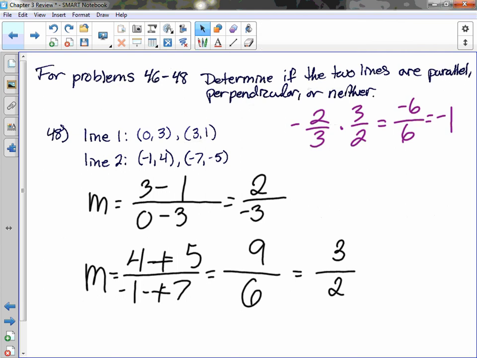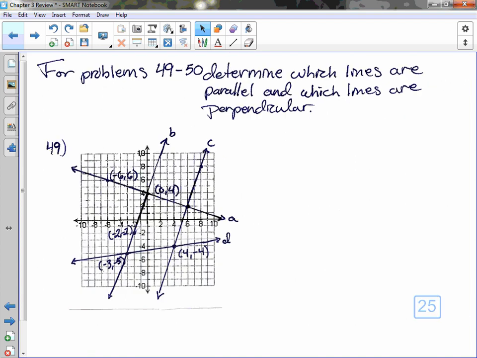Questions on this here? We good with this here? Questions on 49 or 50? So 49 and 50, we're just finding the slopes of those lines. They just gave us 2 points. We're doing essentially what we just did and then seeing which lines are parallel and which lines are perpendicular.